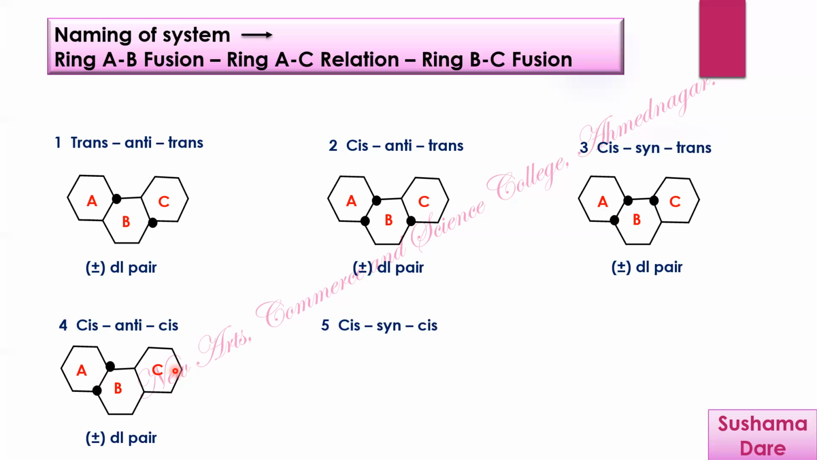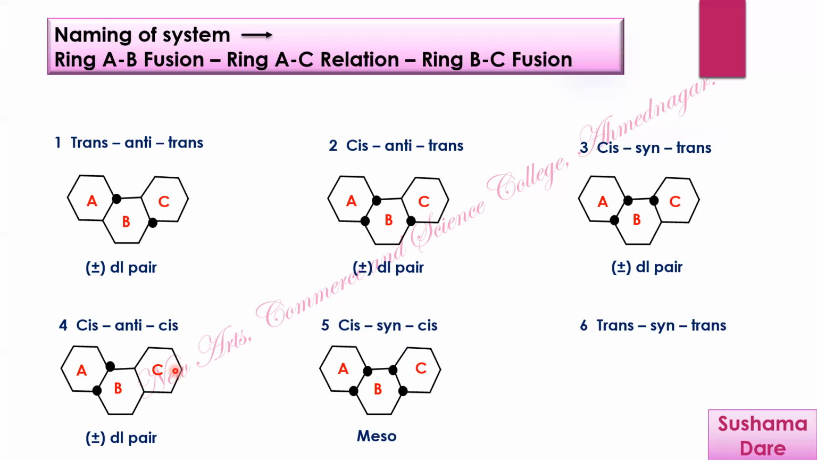The next stereoisomer is syn-cis-cis. This is the structure of syn-cis-syn-cis. Here, the stereochemistry at each and every fused carbon is that all the hydrogens are facing in the top direction. Therefore, the AB relation is cis, the AC relation is syn, and again the BC relation is cis, and this compound is meso, that is optically inactive.